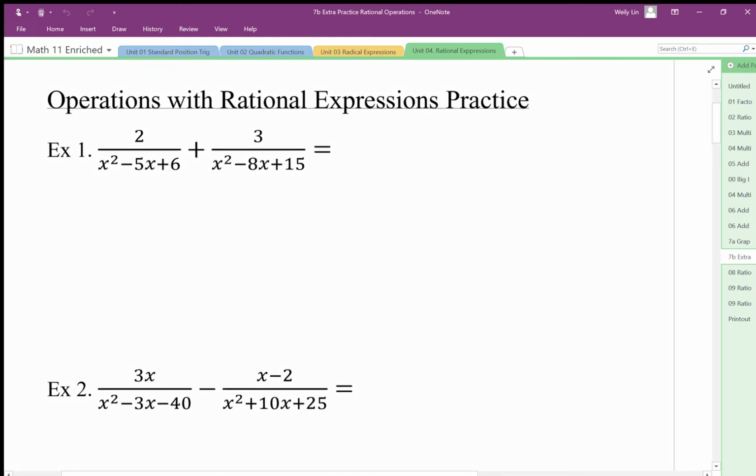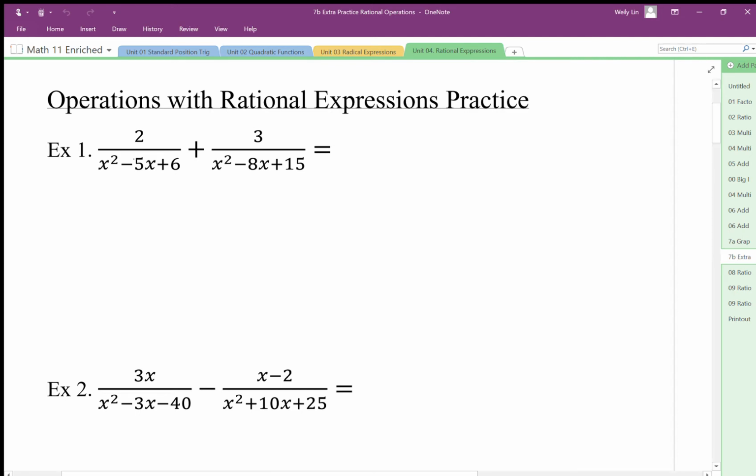Operations with rational expressions, and this is extra practice. I want you to make sure that you've gone through the other notes, gone through the steps, and try these out on your own and come back to these to check your answers. So make sure you're doing these on your own. It's really important that you are actually working on these, doing examples, doing them yourself, and then you can check these over once you've completed them.